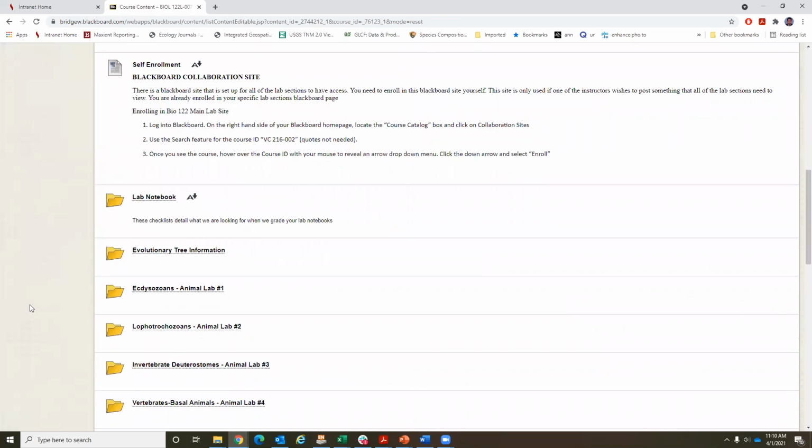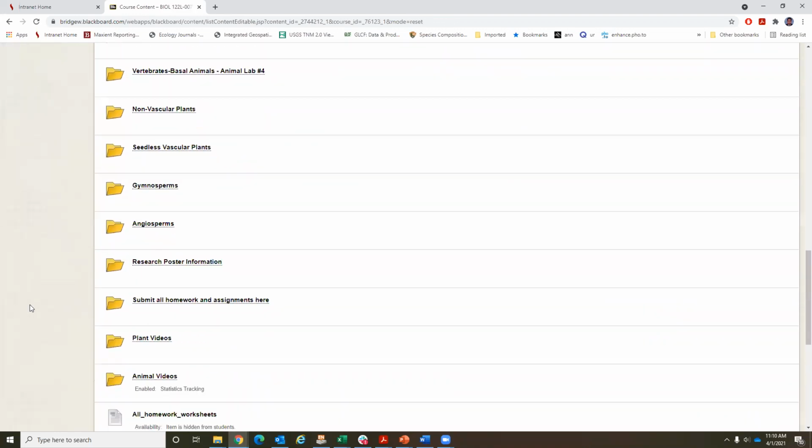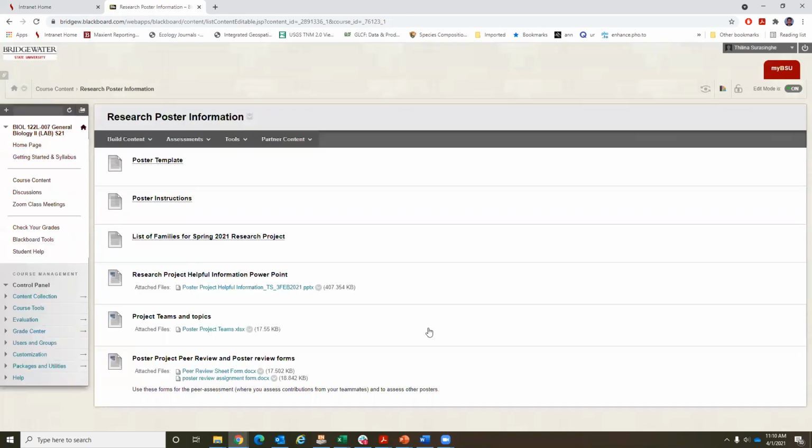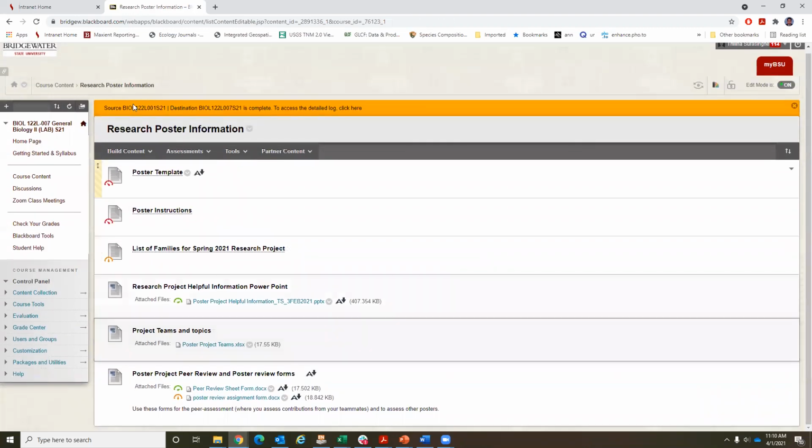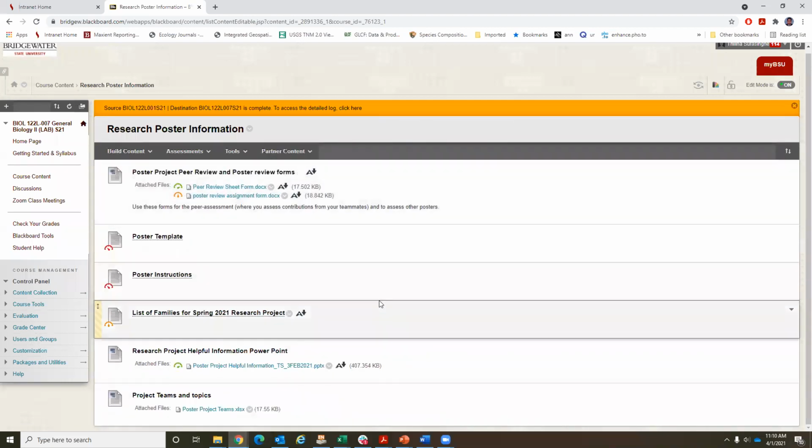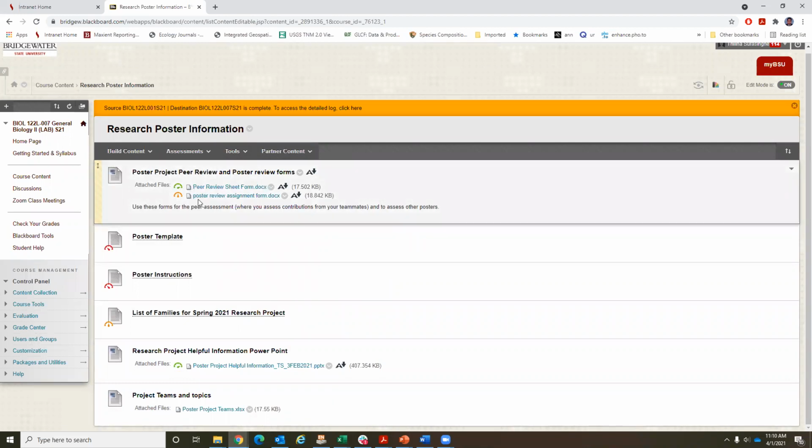Now in the course content, if you go to your blackboard page, I need to make sure that I know where I'm looking at. Yeah, so we are inside the course content. If you go to research poster information, you will find these 2 Word documents at the bottom, right? Actually, let me bring it up on the top so that you can easily find it. Over there, you actually have 2 different forms, right? So each one of you will fill those forms. The first form is the peer review sheet form. That sheet is to review the contributions of your team members to make the poster.